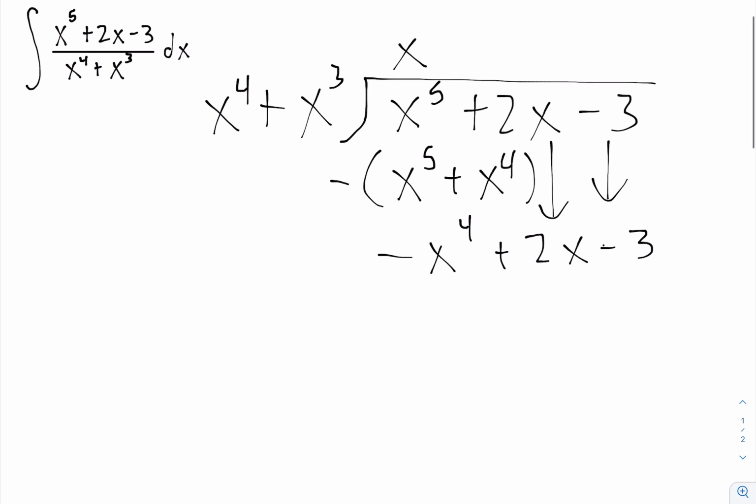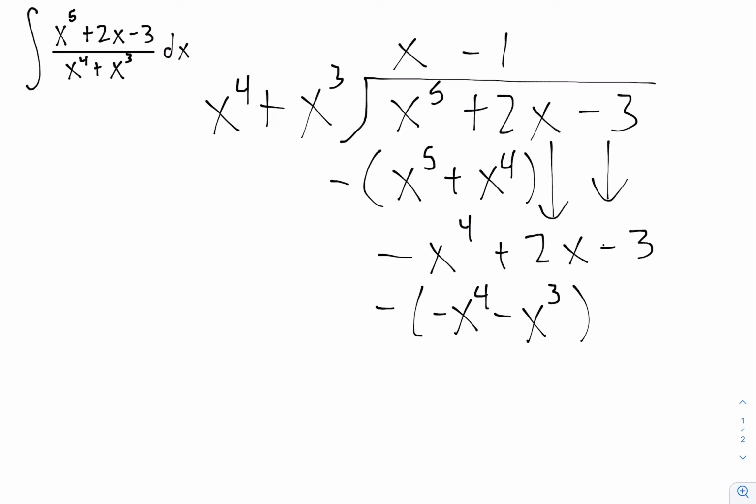Okay, now we have to think, how many times does x to the 4th fit into negative x to the 4th? Well, it fits in negative 1 times, right? Because negative 1 times x to the 4th is negative x to the 4th. So again, we take this negative 1, the new number, multiply it into x to the 4th plus x to the 3rd, and we subtract that from everything left on the inside. So it'll be negative of negative x to the 4th plus, well, negative 1 times x to the 3rd is negative x cubed, right?